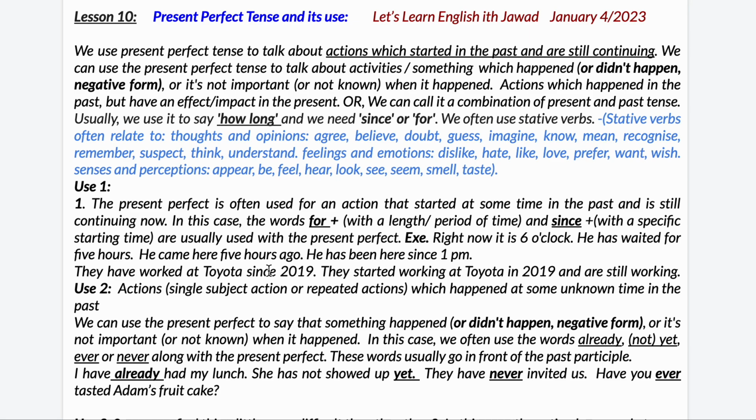They have worked at Toyota since 2019. Right now it's 2023. So they have worked at Toyota since 2019. It means they started working at Toyota in 2019, so let's say 4 years ago. They started working at Toyota in 2019, this is simple past. This is present perfect, and they are still working. So it means they started in 2019, but they're still working. So this is an action which started in the past and is still continuing.